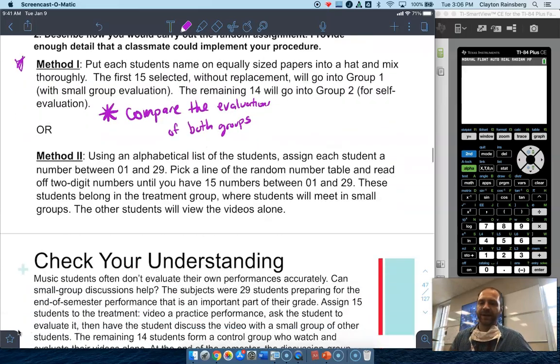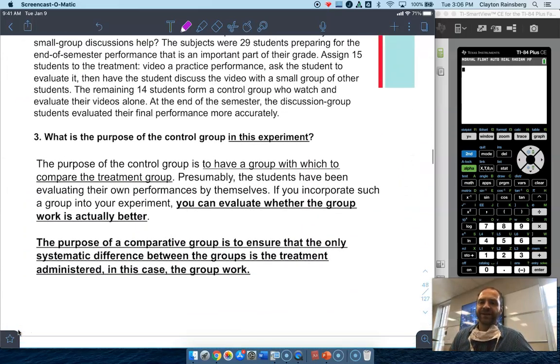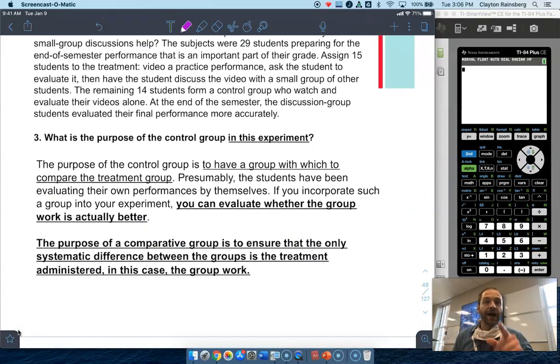So what does number 3 say? Number 3 says, what is the purpose of the control group? Why do we have a control group? Well, it's to have a group with which to compare the treatment. We want to know, is small group evaluation better than doing it by themselves? So we're trying to compare how one compares to the other. So we're going to need a control group for this.